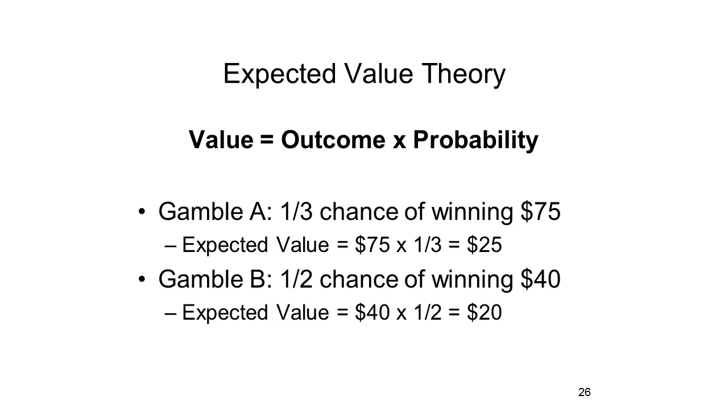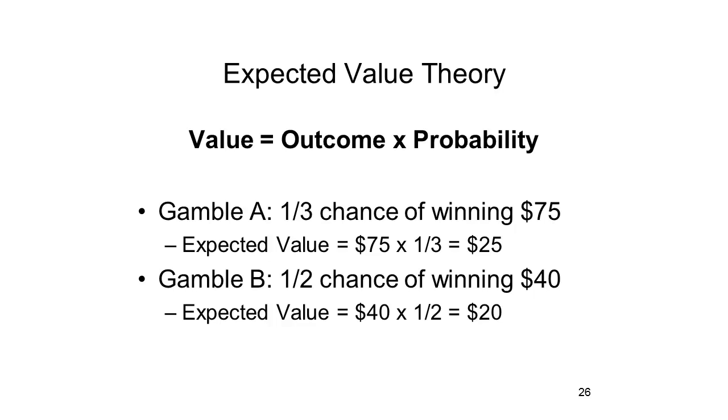In gamble A, he has a 1 in 3 chance of winning $75. The expected value of this gamble is $75 times 1/3, or $25. In gamble B, the person has a 1 in 2 chance of winning $40. The expected value of this gamble is $40 times 1/2, or $20. According to expected value theory, a rational decision maker should choose the option which affords the greatest gain, or alternatively, the least loss. In this case, the decision maker would choose option A, the 1 in 3 chance of winning $75. This is because gamble A has the highest expected value.